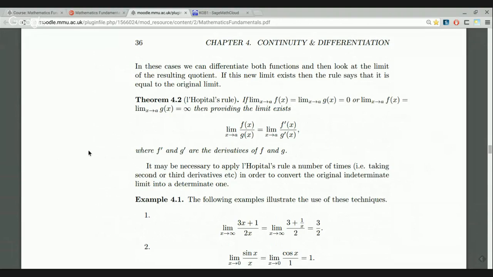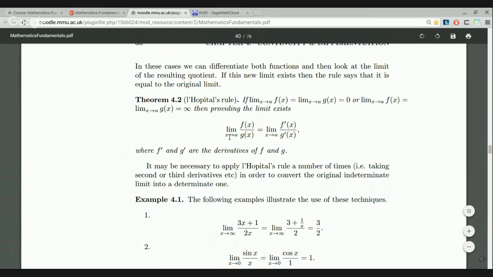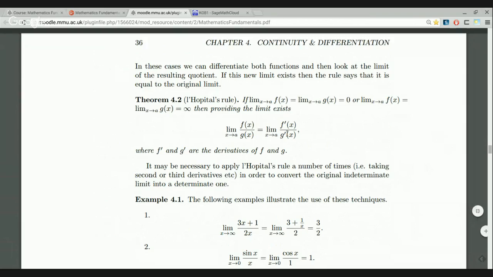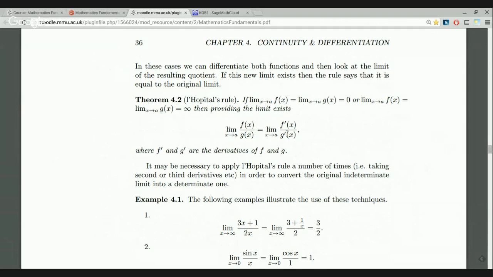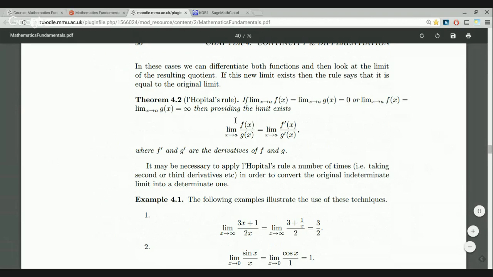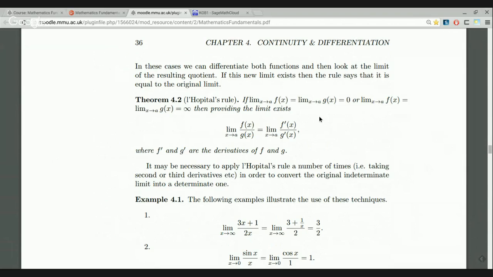And that says that, well, if the derivatives of the functions exist, and if they have limiting values, and if the limiting value of the quotient of the derivatives, that's on the right-hand side here, if that limit exists, probably worked out using the algebra of limits theorem or some other method, then the two limits will agree. The limit of the quotient of functions f and g will be the same as the limit of the quotient of the derivatives.